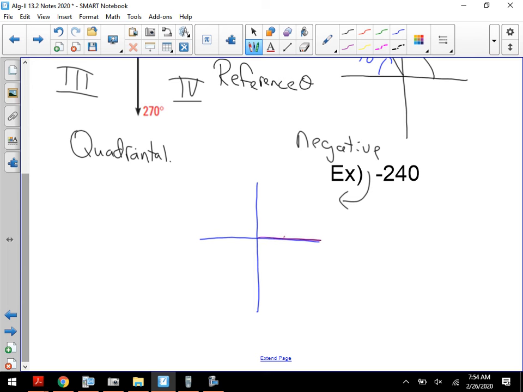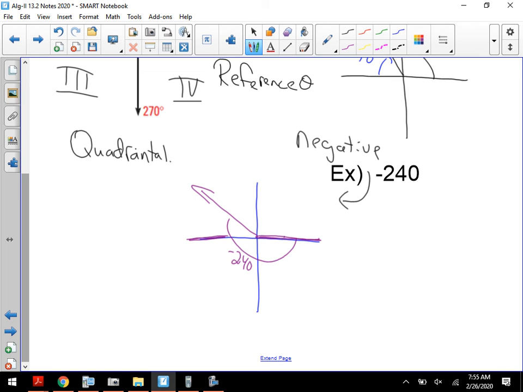We still start with our initial side at 0. We move around, and it comes up here. There's our negative 240. Now that one landed in what quadrant? Second quadrant. How far is negative 240 off of the 180? How much further did I go up above the 180 as I passed it going negative 240? Okay. Now is that reference angle positive or negative? Positive. Very good. All right.